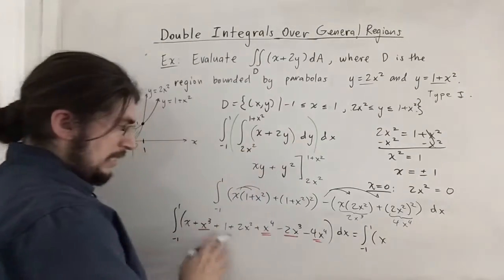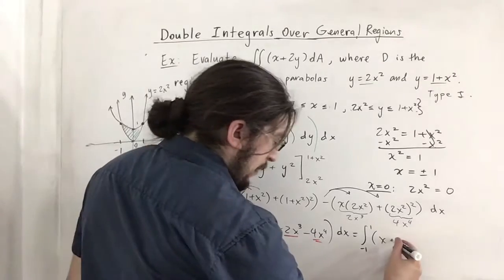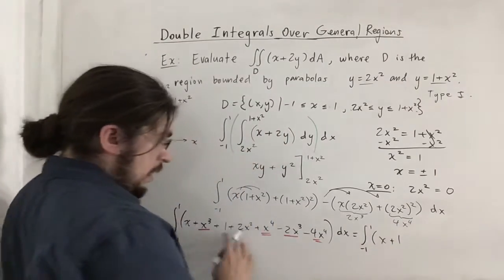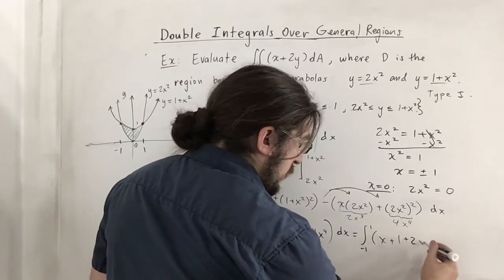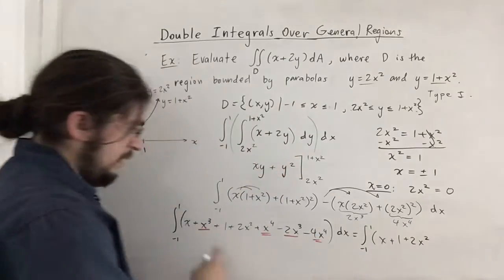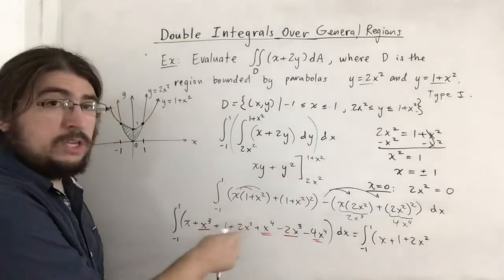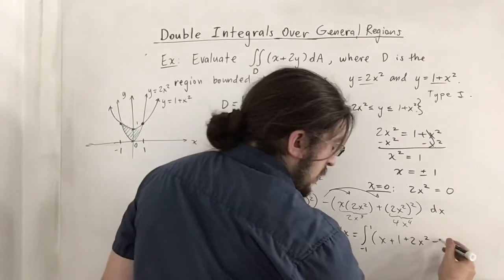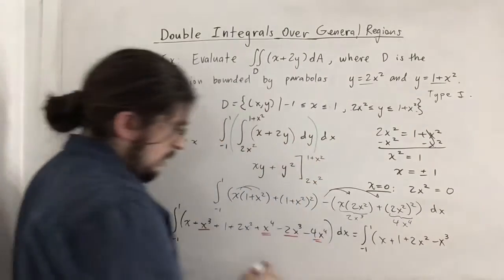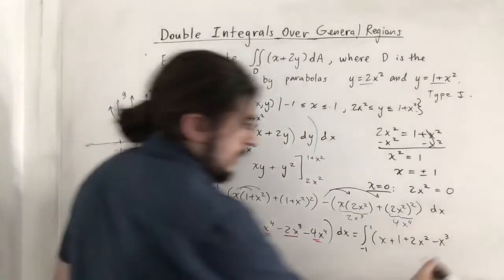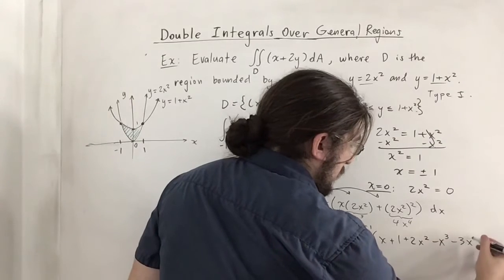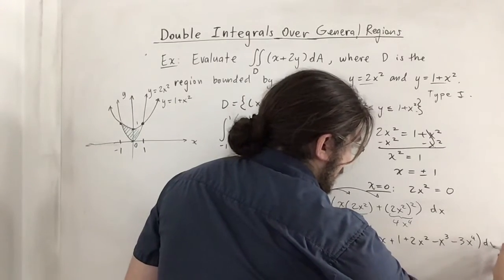So x stays the same, 1 stays the same. I'm not writing this in any particular order. 2x squared stays the same. I'm just writing the ones that don't change first. And then the single underlined ones are the cubes. They combine to negative x cubed. And the double underlined ones are the x to the fourths, and those combine to negative 3x to the fourth. And that dx.